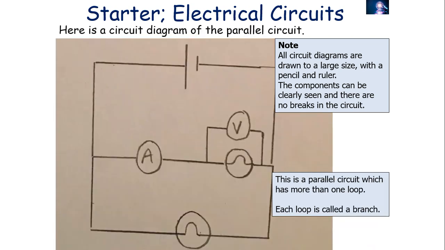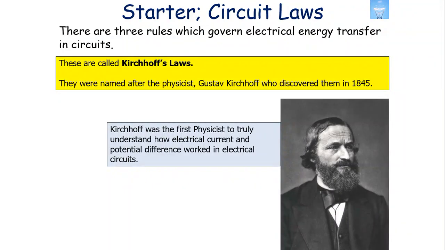Here is an example of a parallel circuit. Similarly to the series circuit, make sure your circuit diagram is drawn at a large size with a pencil and with a ruler so you can clearly see the components and that there are no breaks in the circuit. Just remember, like we said before, a parallel circuit has more than one loop, and each loop we call a branch. Now, there are three laws that govern electrical energy transfer in circuits.